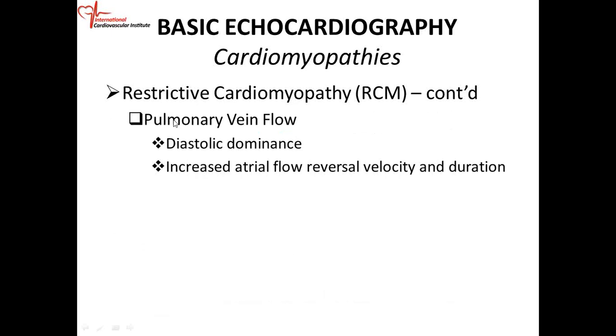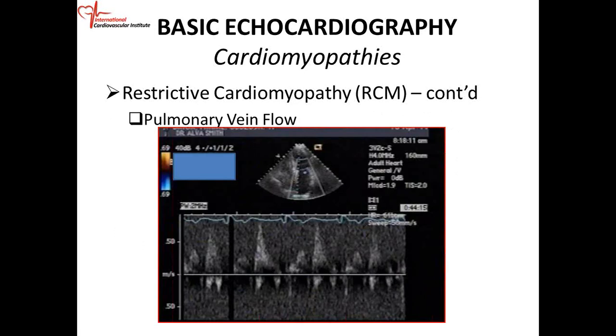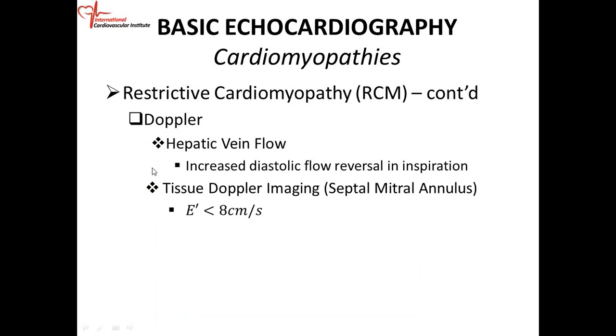Okay. When you look at your pulmonary vein flow, you get a small systolic component and a large diastolic component, and your atrial flow reversal velocity and duration will be increased. You get an increase in both velocity and duration of the atrial flow reversal. Hepatic vein flow, you get increased diastolic flow reversal in inspiration.